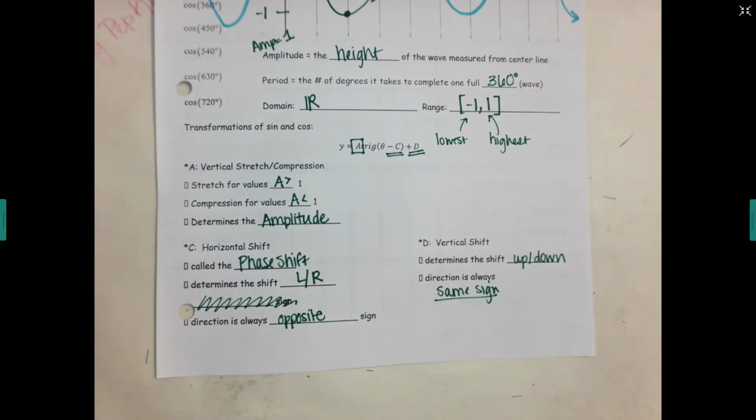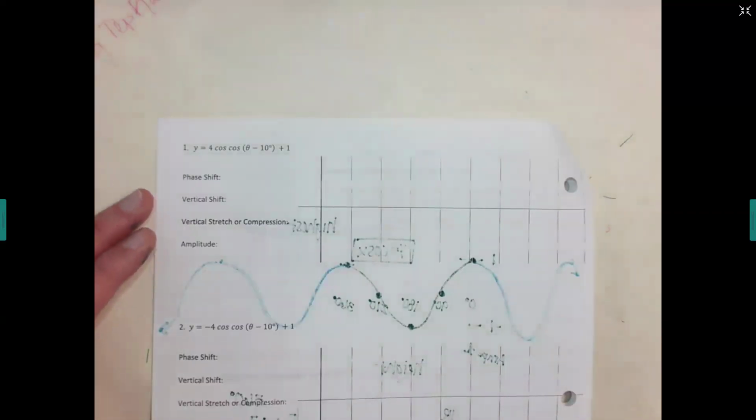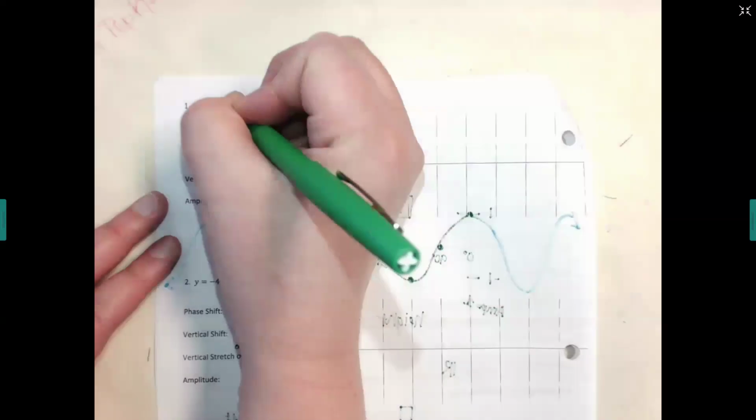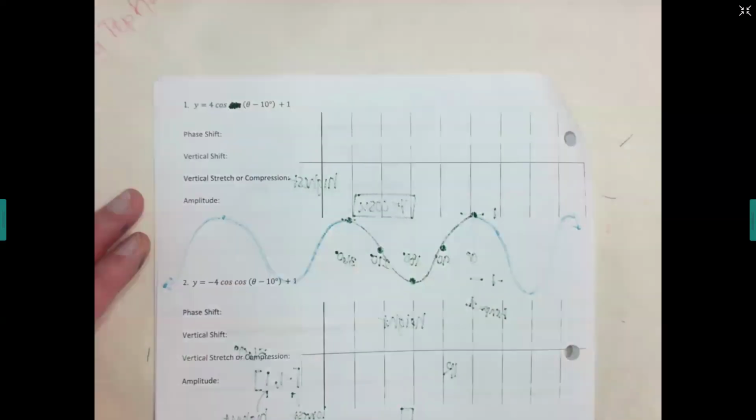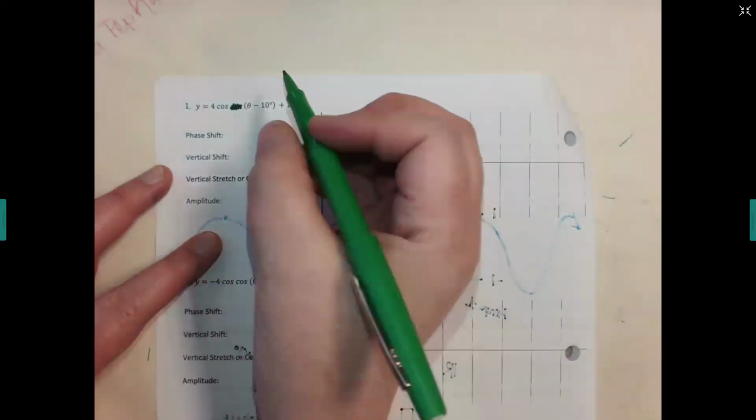So on the next page, you have y equals 4 cosine theta minus 10 plus 1. Now, this cosine shouldn't be here twice, so if you want to just scribble that out. Okay, which way am I going to shift the graph if there's a minus 10 degrees inside the parentheses? Left or right? Based on what we just covered.